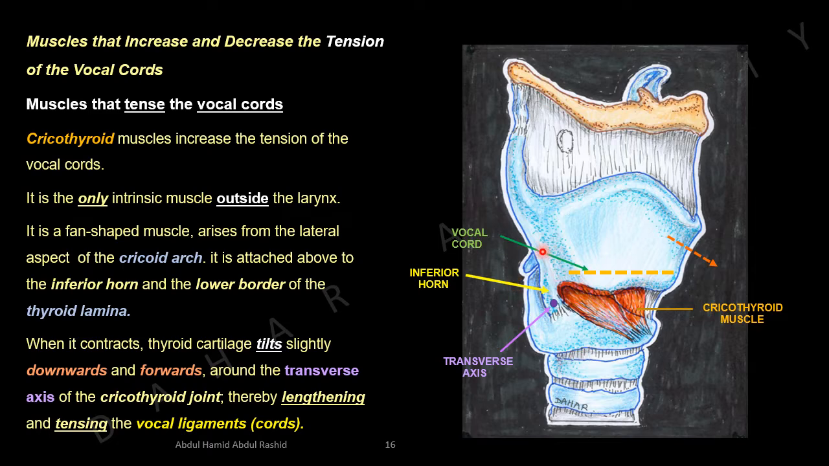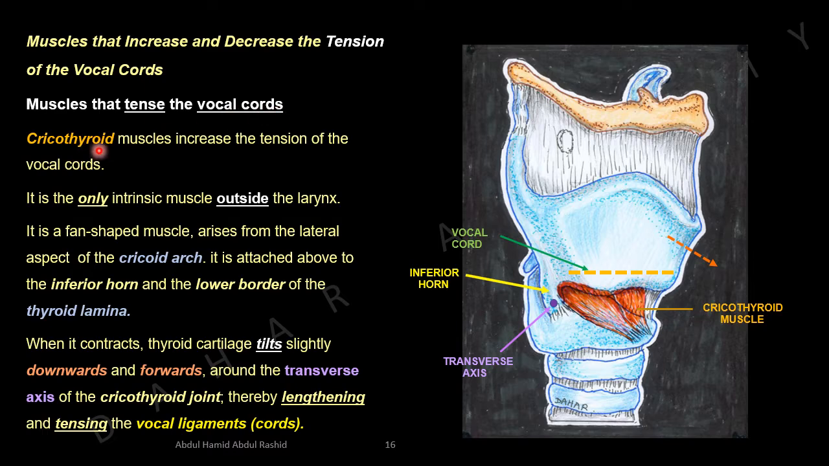We know that the inferior horn of the thyroid cartilage articulates with the side of the cricoid cartilage to form the cricothyroid joints. Its axis passes from here to the opposite cricothyroid joint. So this is the axis here. So the cartilages can move this way and this way in small movements here. So we are going to talk about the muscles that tense the vocal cords.